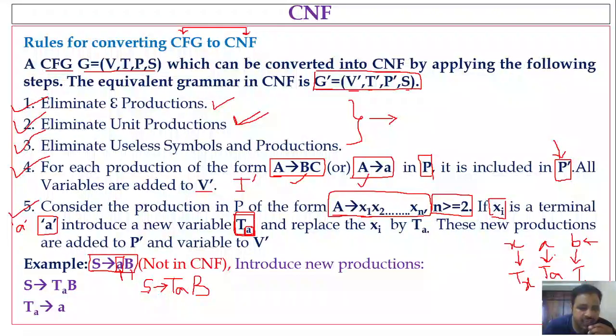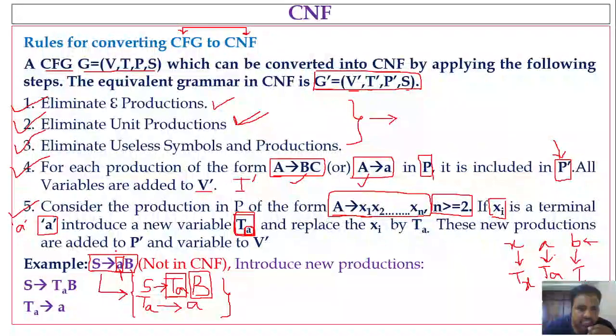Now you could see S denotes TA B. So it is in CNF. Why? Because TA is one variable and B is another variable. So in CNF you may have two variables in the body of the production. Okay. Now what is this TA we have substituted? TA is nothing but our small a. So you could write TA denotes small a, right? So see here, we have converted this S denotes small a, capital B into CNF form, right?